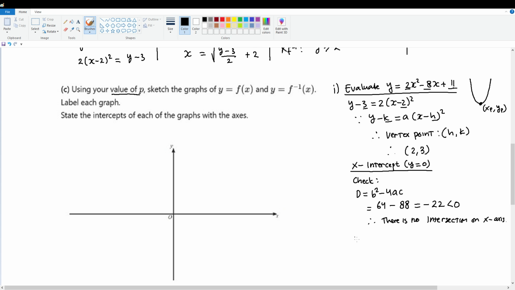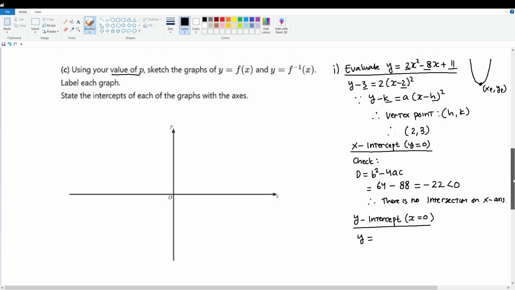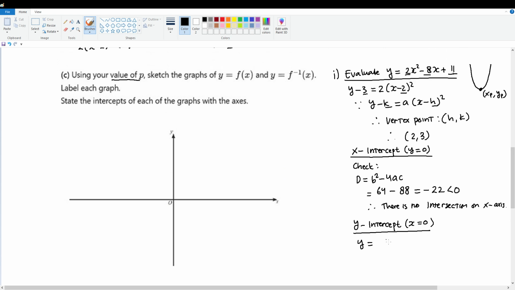Okay, so next we can go to the y-intercept, right? The y-intercept here is x equal to 0. So you need to substitute x equals 0 into the function, and then you get y equals 2 times 0 squared minus 8 times 0 plus 11. So y must be 11. Okay, so the coordinate of the y-intercept is (0, 11).